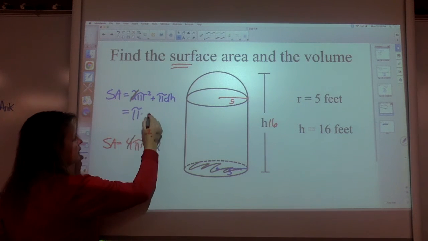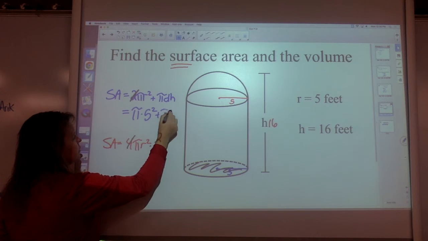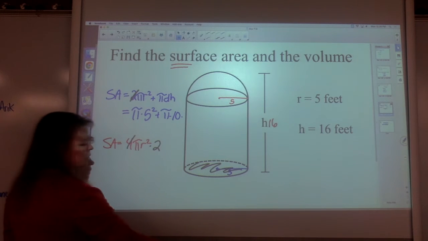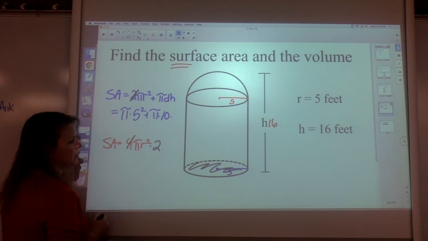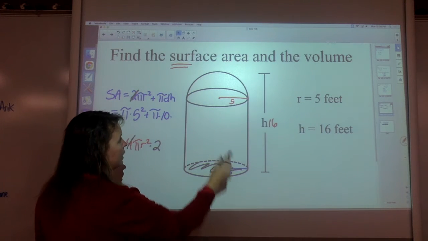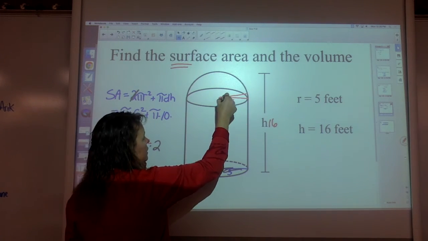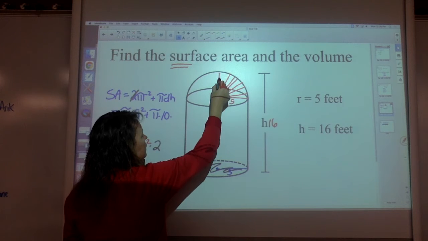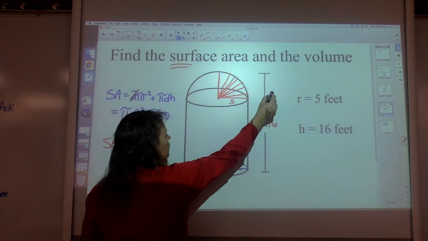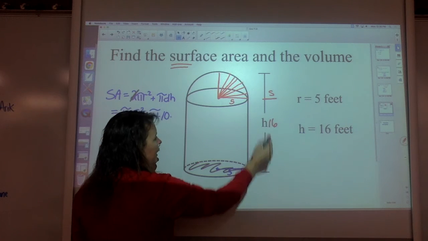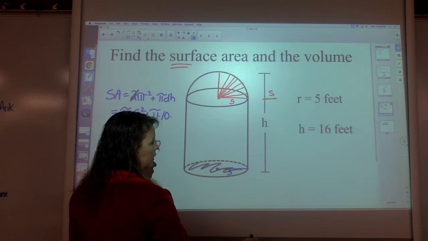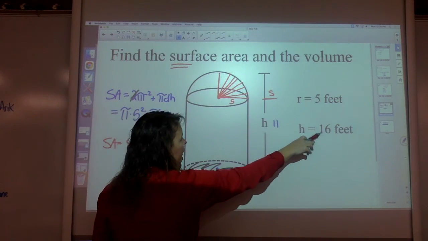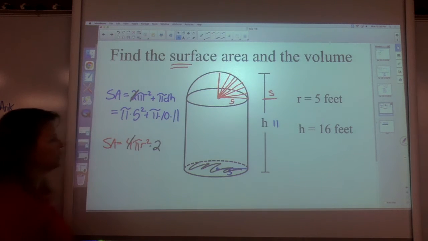Pi times 5 squared plus pi times 10. We still need the height of the cylinder. Shoot, we didn't find the height of the cylinder yet. But this is a radius. If this is a radius, this is a radius no matter where you draw it, which basically means this distance is 5 from here to here. What's left for the height of our cylinder compared to our entire figure? The entire figure was 16, so the height of our cylinder is 11.